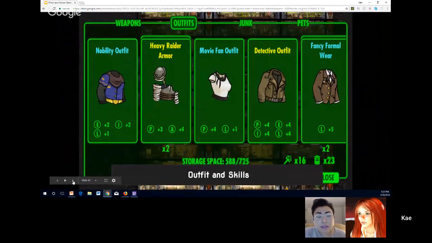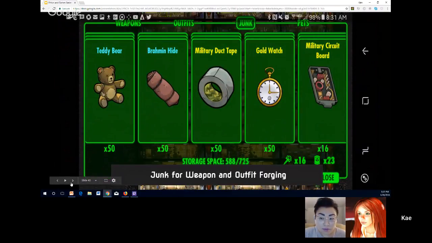Okay, this is the outfit and skills set. You can wear certain outfits to increase your skill set. So that's their skill screen. Next. Okay, this is junk. They call it junk, but these are the things you collect from the wasteland to make your weapons and your outfit. Next.